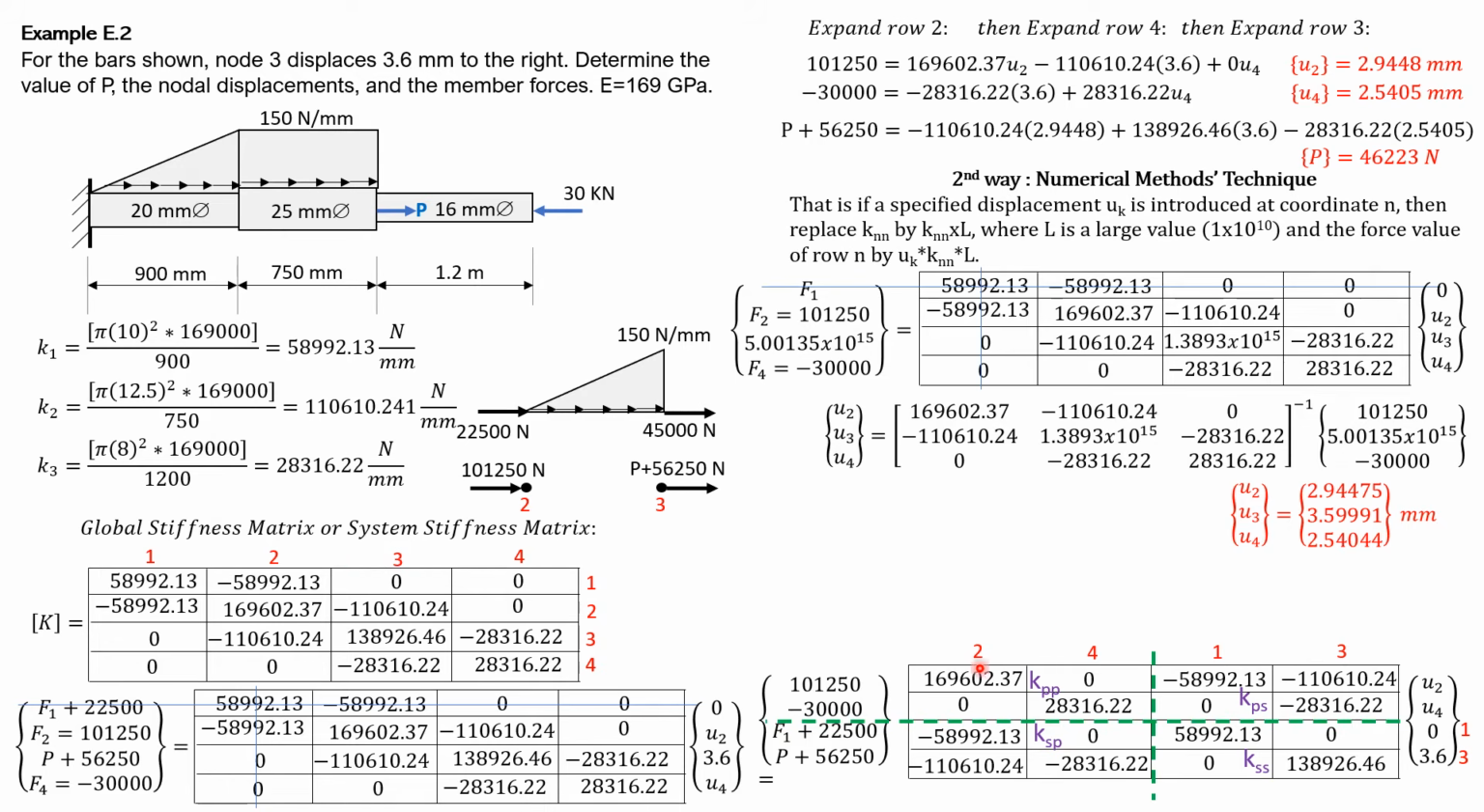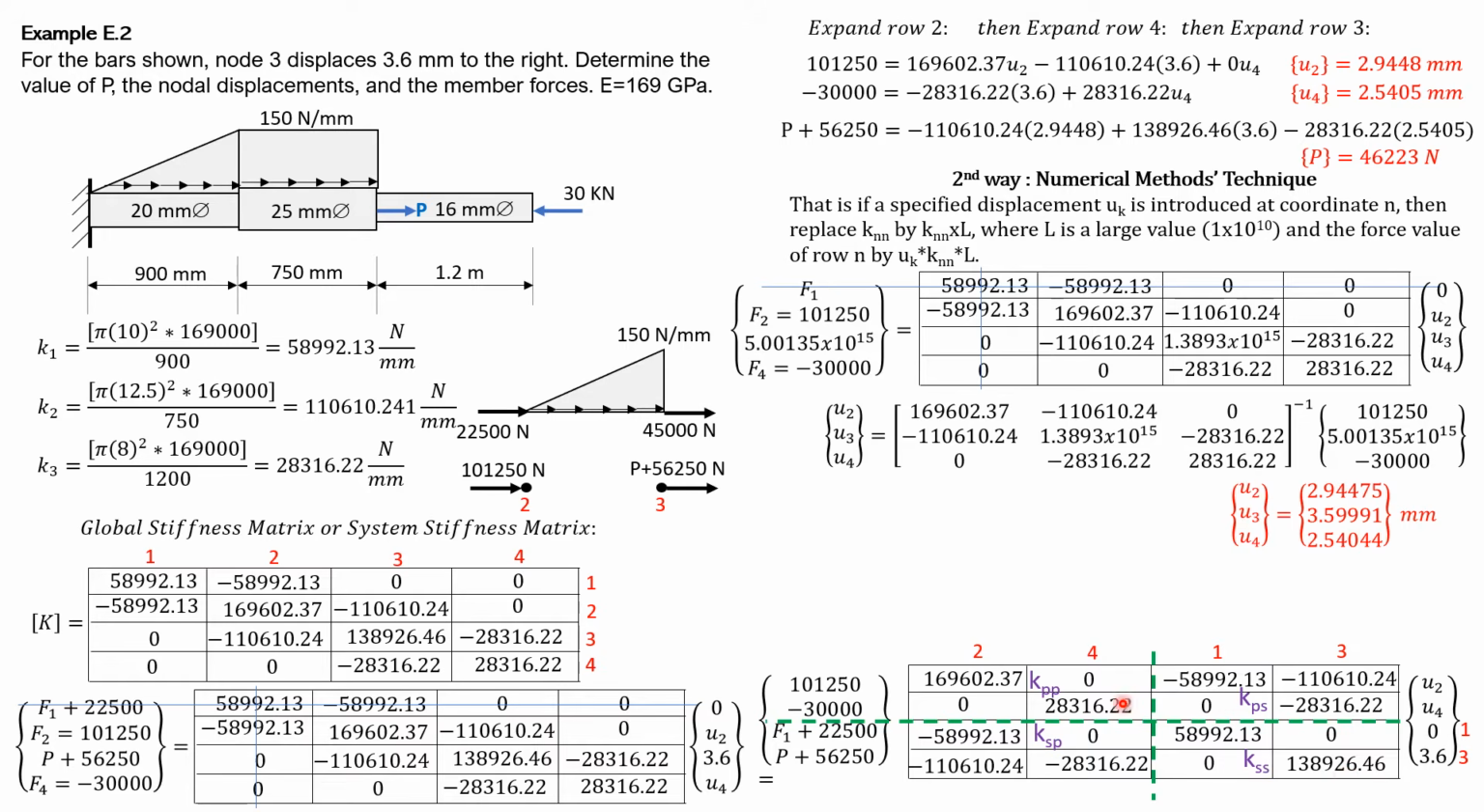Now, because the numbering is changed, the entries here will also change. So this is 2, 2. All you have to do is grab 2, 2 here. 2, 2 is 169602.37. So this is it. Then this is 4, 4: 28316.22. Then 1, 1: 58,992.13. And this is 3, 3.